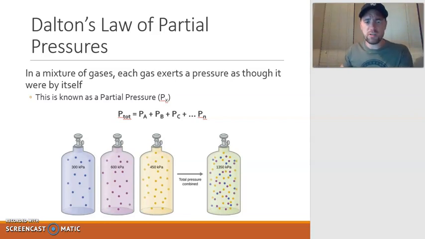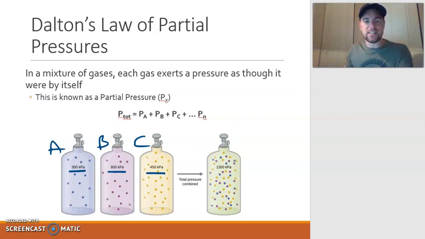So real simply, let's say this was gas 1, this was gas 2. Actually, I shouldn't say 1 and 2. Let's say A and B, since that's what we got in the equation. So this was gas A, this was gas B, this is gas C. What Dalton's Law states is that these gases, when they're separated, have a certain pressure. These are known as their partial pressures.